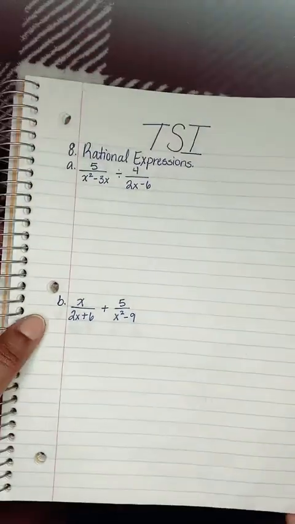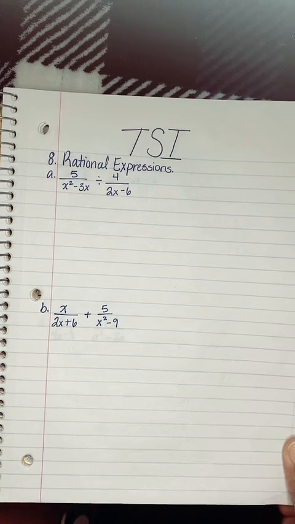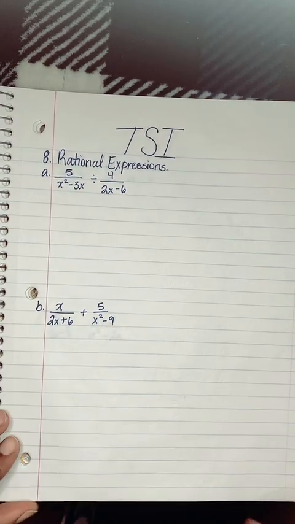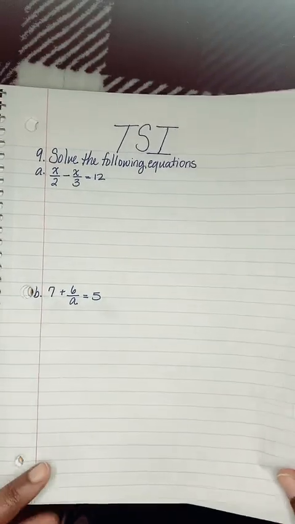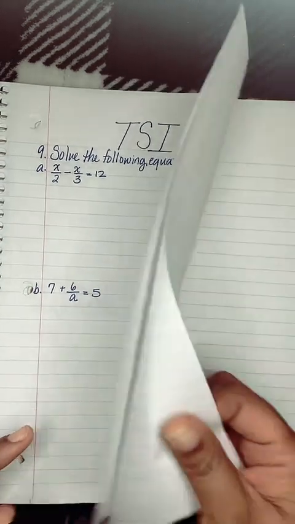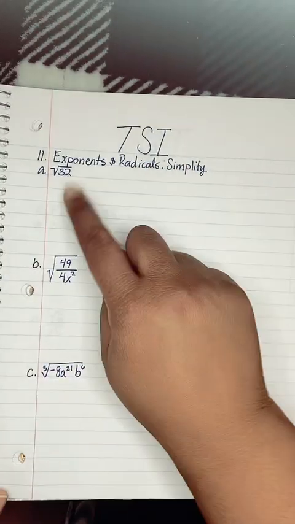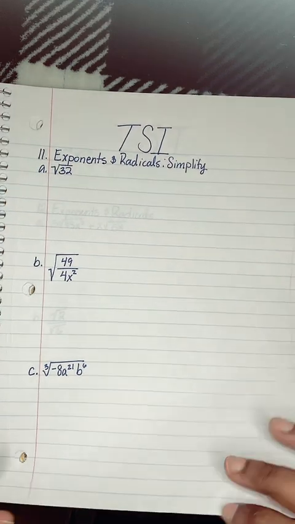Okay, so now we're going to go to rational expressions, okay? We're going to hit up some rational expressions, and then we're going to do some solving equations, okay? That's the plan for today. And then we're going to end with exponents and radicals, okay?